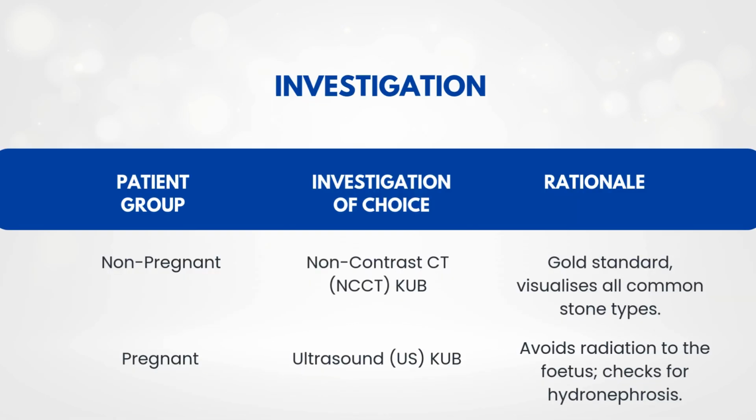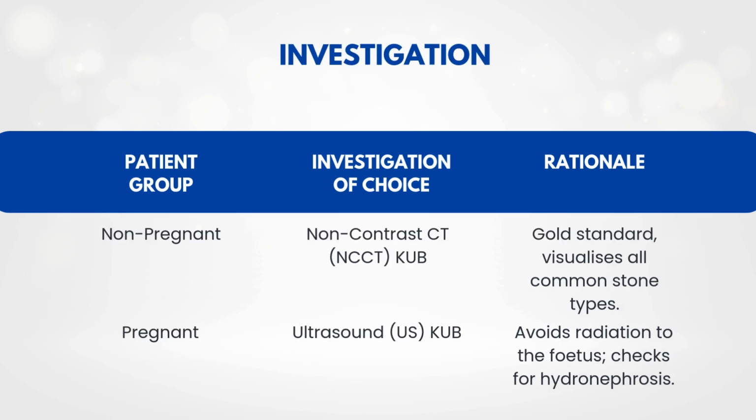Moving on to investigations, the initial test of choice for a non-pregnant patient with renal colic is a non-contrast computed tomography scan, or NCCT, of the kidneys, ureters, and bladder, often called an NCCT-KUB. However, in pregnancy, an ultrasound of the whole abdomen, or USKUB, is preferred to avoid radiation exposure to the fetus. Ultrasound can identify hydronephrosis, the stone itself, and other potential pathologies.